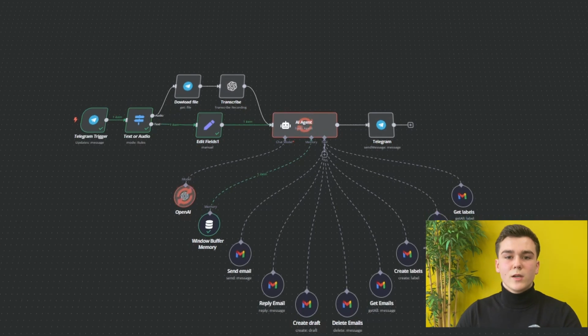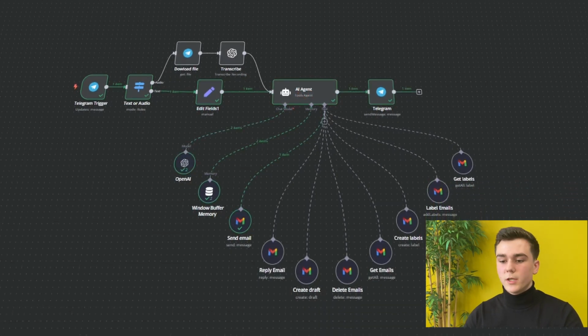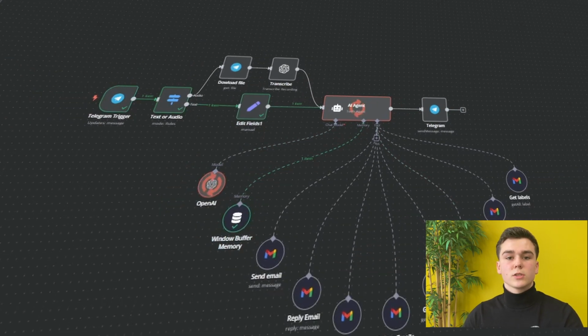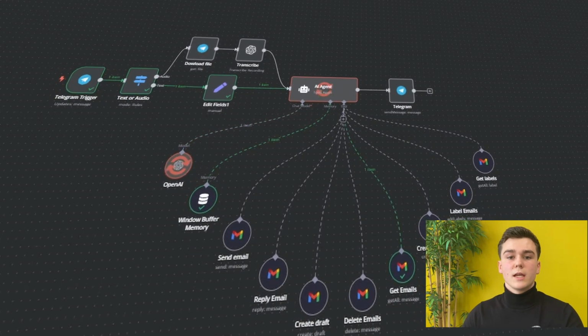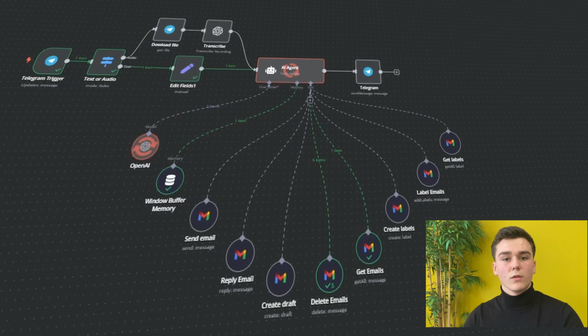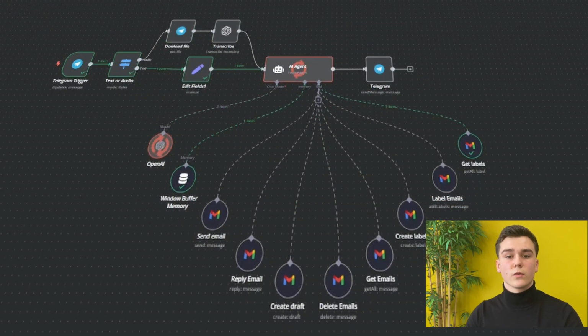Hello guys, in this video I'll show you how I created a Gmail bot that literally automates everything on Gmail. This bot will be capable of creating events, replying to emails, creating drafts, deleting emails, getting emails, creating labels, getting labels, and labeling a message. I will first do a quick demo on how all of these tools work, and afterwards I will show you a step-by-step guide on how you can create this workflow yourself.